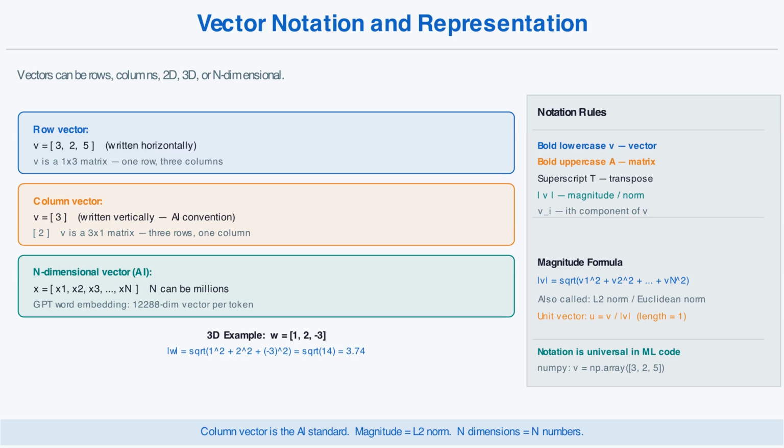The magnitude formula works in any number of dimensions. For a vector with n components, the magnitude, also called the L2 norm or Euclidean norm, is the square root of the sum of all squared components. This generalizes Pythagoras' theorem to n dimensions. A unit vector is a vector with magnitude equal to exactly 1. You create it by dividing every component by the original magnitude. Unit vectors represent pure direction with no size information, and they appear everywhere: in attention, in normalization, in cosine similarity.